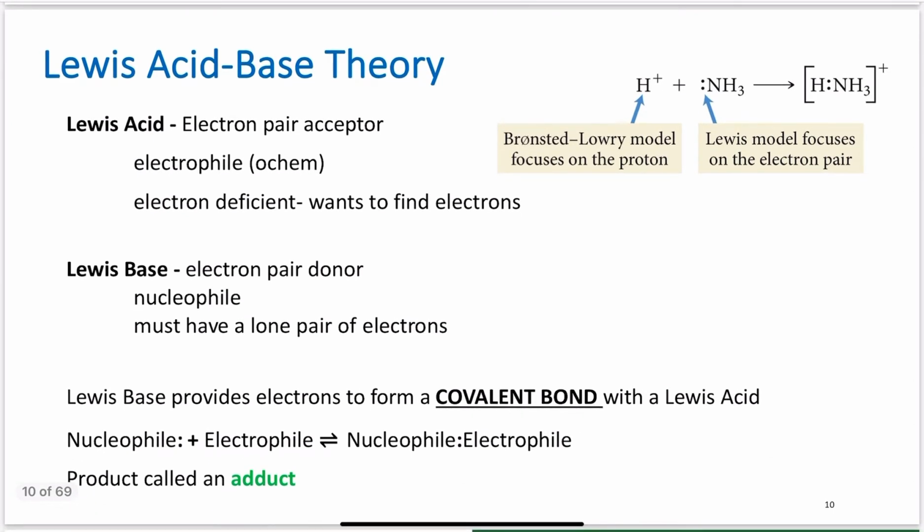We also have Lewis acid-base theory. So a Lewis acid is called an electron pair acceptor. In organic, you're going to hear this called an electrophile, and it's a very important term. It's electron deficient. It wants to find electrons. A Lewis base, an electron pair donor, is known as a nucleophile. In order to be a nucleophile, it must have a lone pair of electrons. So a Lewis base provides electrons to form a covalent bond with a Lewis acid, which is seeking out those electrons. Nucleophile plus electrophile gives you this product that we call an adduct.